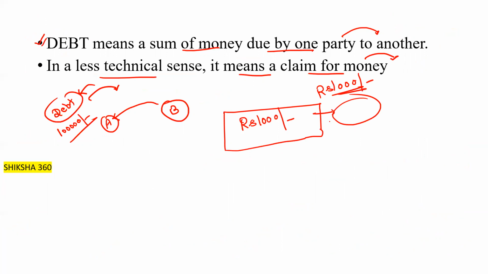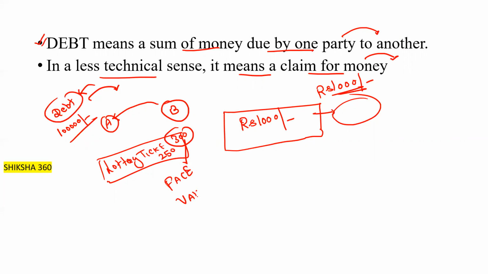In simple language, it is like purchasing a lottery ticket. On the lottery ticket they mention that it is of rupees 250 or 300. That is the face value. For understanding purposes, that is the face value. Here, if they mention rupees 1000, that is the face value of that bond, and along with that they also mention the coupon rate, 9%. All these things are mentioned on the bond.